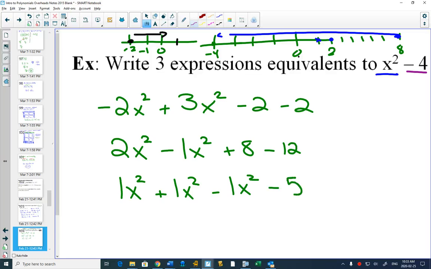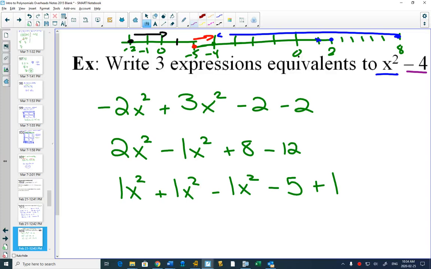Negative 5. Perfect. So now you're right here at negative 5. And you need to get to negative 4. Okay, we're going to the right though. We're going to be adding. Perfect.